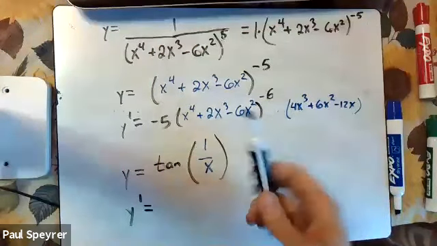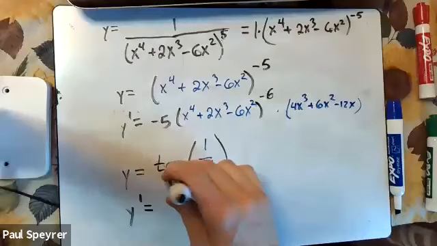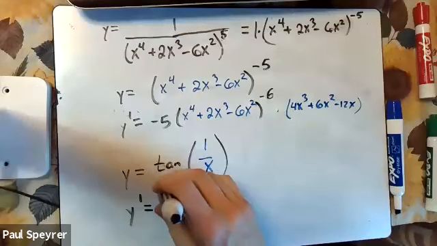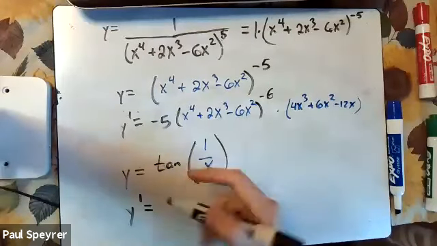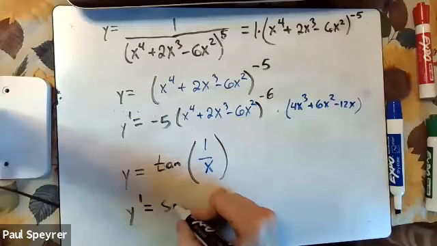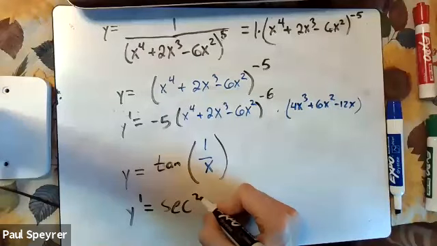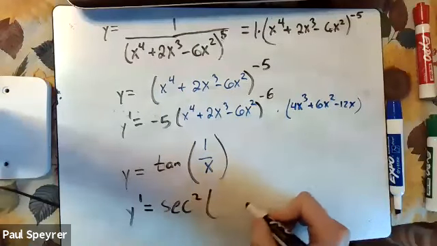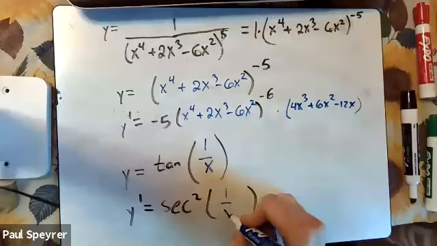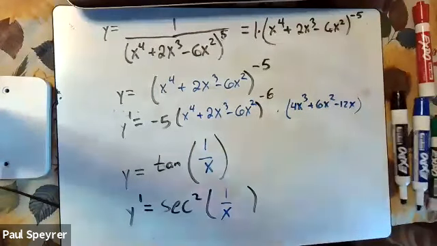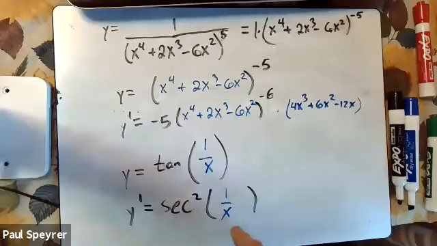Now remember, ask yourself, what are we going to derive first? 1 over x or the tangent? Well, the tangent is the outside piece, so we derive that first. The derivative of tangent, if you recall, is secant squared. Everything else stays the same though, right? We don't touch any of that stuff. Now we need to derive the blue stuff, right, for the inside.